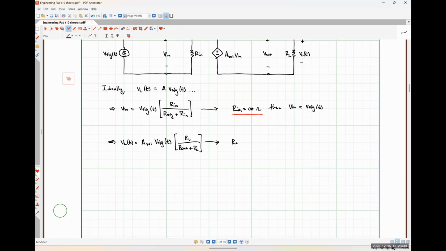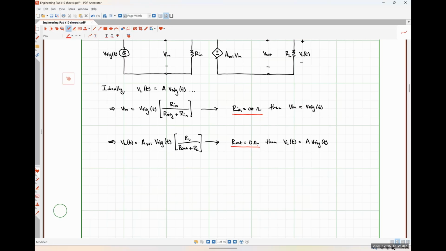So what value must R out take to make VL just be A_VOL, my gain, times V sig? Zero. Zero. So when R out is equal to 0 ohms, then VL of t is just gain times my signal voltage. Okay? So this is the second case.